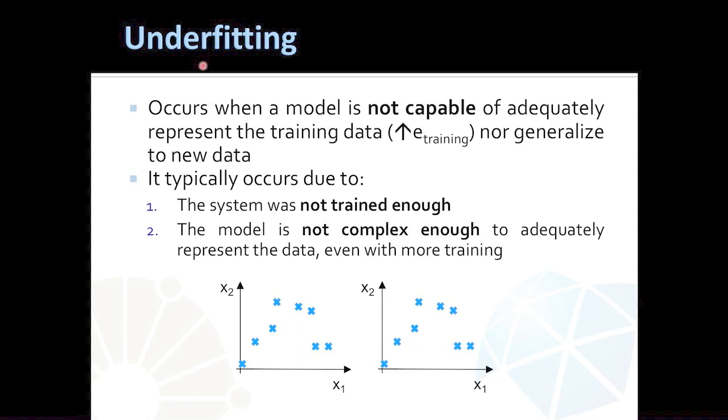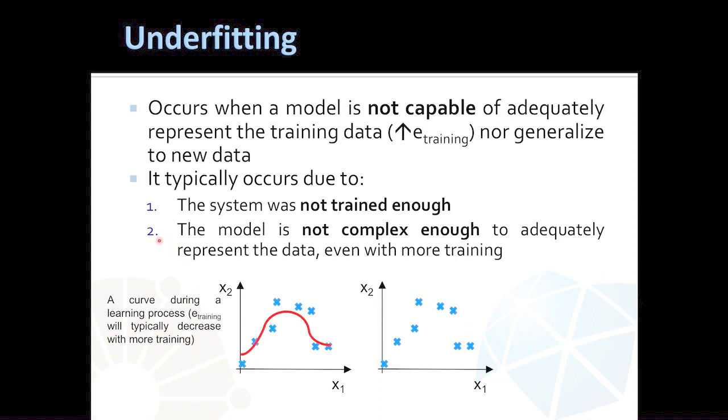Underfitting is also a very important concept in machine learning. It occurs when a model is not capable of adequately representing the training data. In other words, it has a high training error, nor generalize to new data. It typically occurs due to one of two situations. First, the system was not trained enough. In this example, we have a curve during a learning process. The training error will typically decrease with more training.